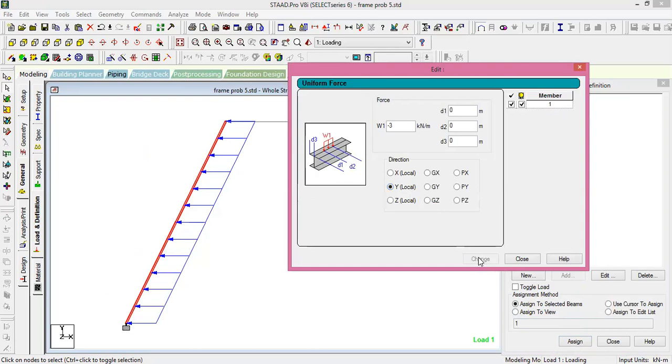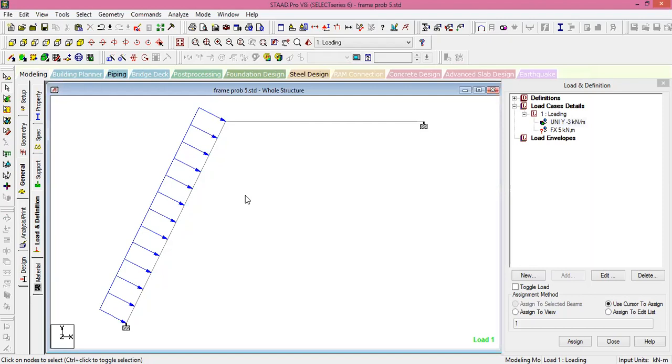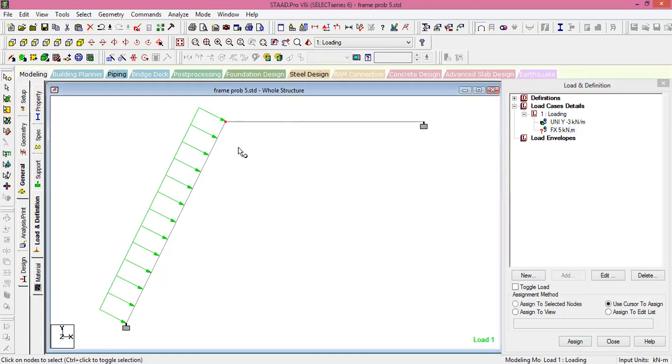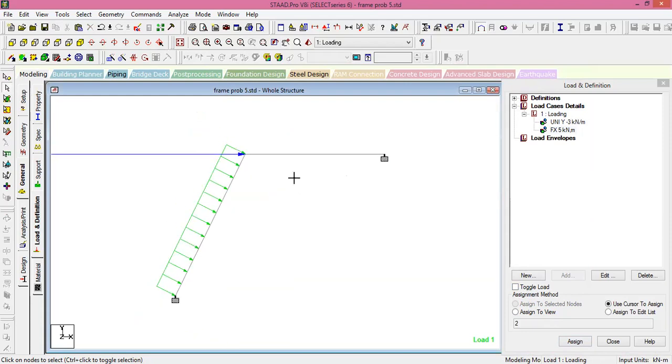If you go to local y-axis, change it. This is the local y-axis, and you have another number here like this. Assign to the selected node, assign. Okay. Now we have assigned the load.